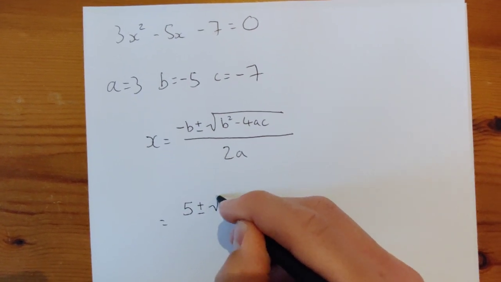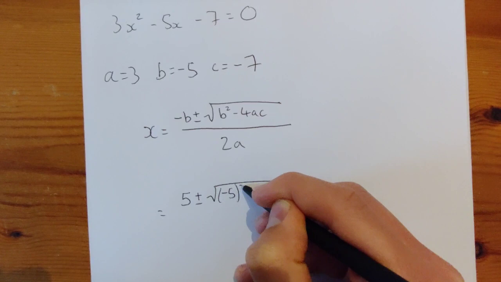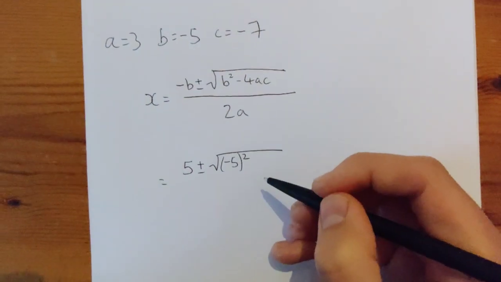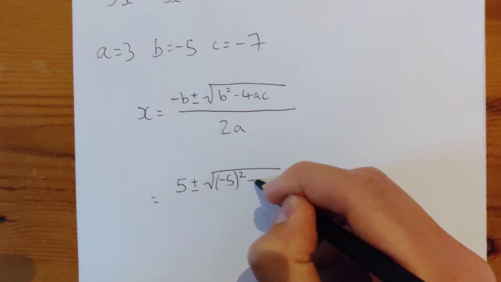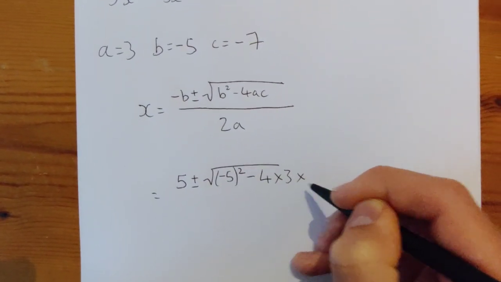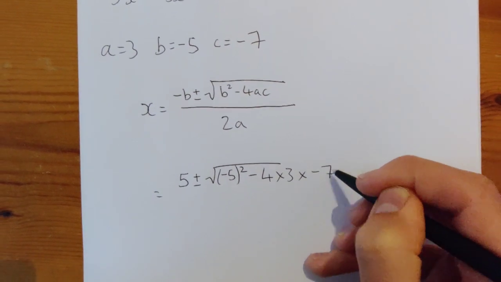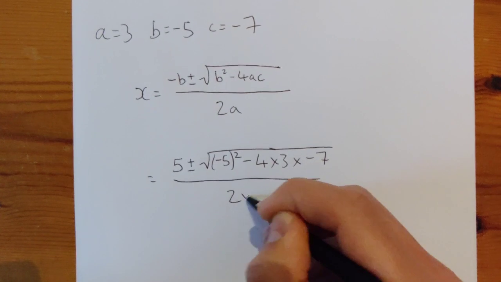Plus and minus the square root of minus 5 squared. Really important that I write minus 5 squared like that. If I wrote it without the brackets, it would give me something different. Minus 4 times a is 3 times c is minus 7, over 2a, that's just 2 times 3.